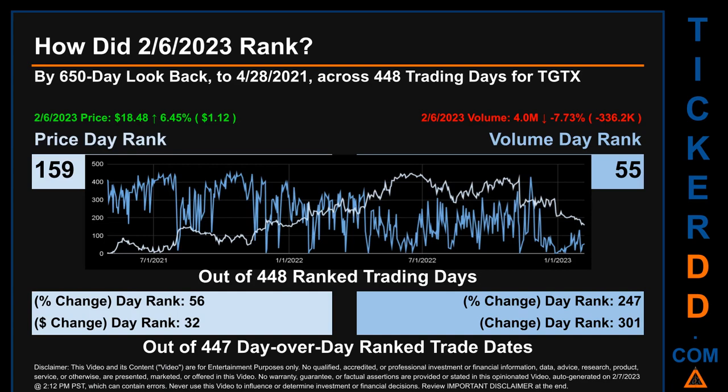The line graph overlays price and volume's daily ranking, as shown respectively in light versus dark blue, across those target trading days. In this view, essentially the dips are good whereas the spikes are bad. The price's day-over-day percentage change, jumping 6.45% on the 6th of February 2023, had a day rank of 56, while its dollar difference of $1.12 had a rank of 32 when compared day over day across 447 trading days. Volume's percentage change and difference were ranked respectively at 247 and 301.